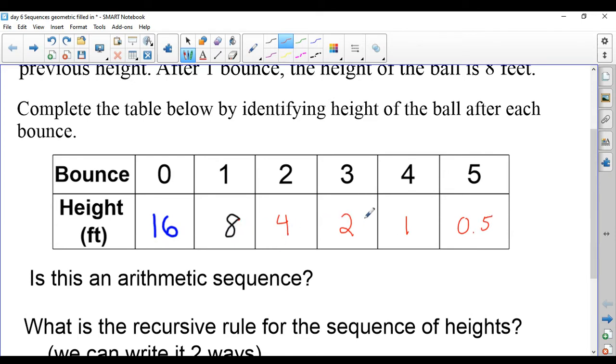Each number is half of the number before it. This is not an arithmetic sequence. In an arithmetic sequence, each number has to have the same thing added or subtracted to it to get the next value.